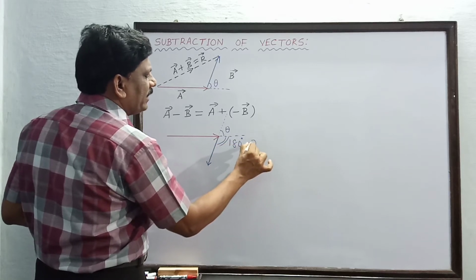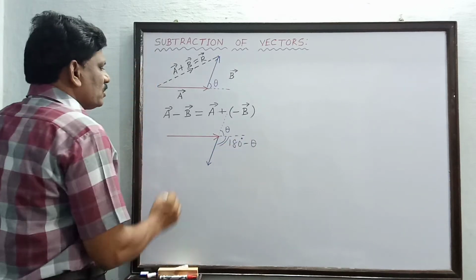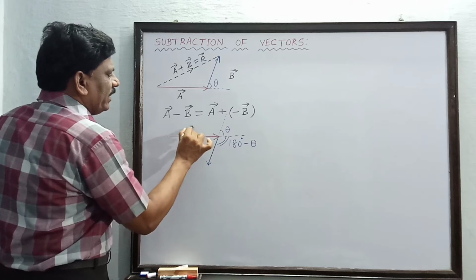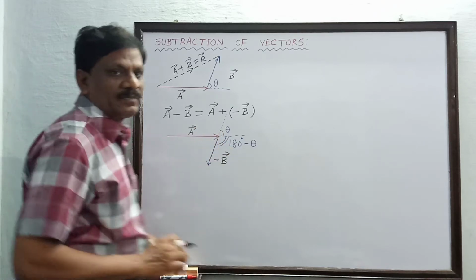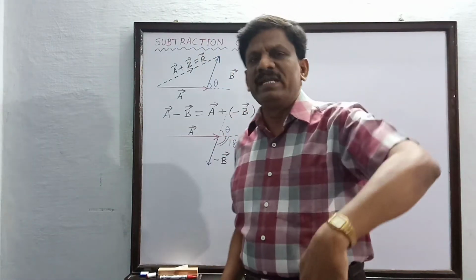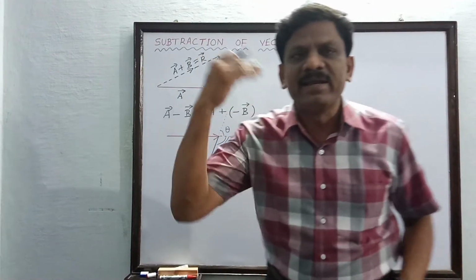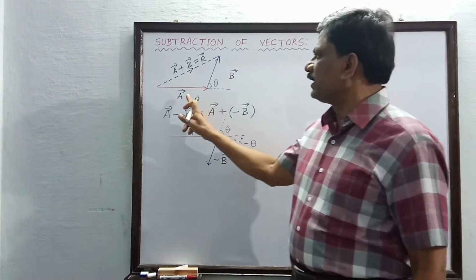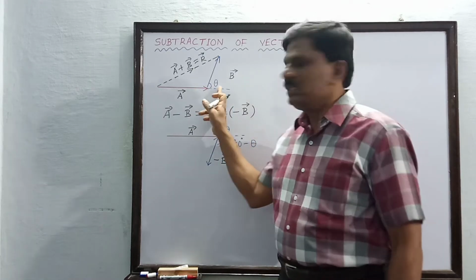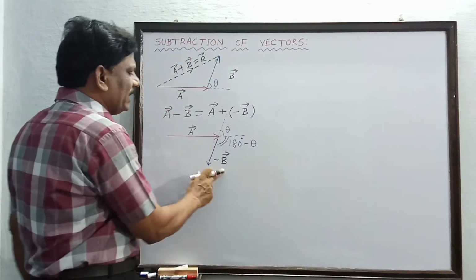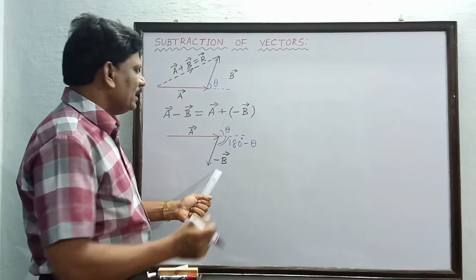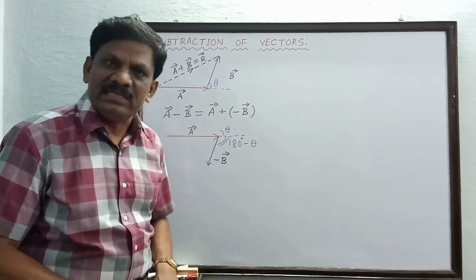180 minus theta. So this is vector a and this is minus b vector. I have rotated b through 180 degrees. So what was the earlier angle between the two given vectors a and b? That was theta. Now what is the new angle between the vector a and the negative of vector b? It is 180 minus theta.